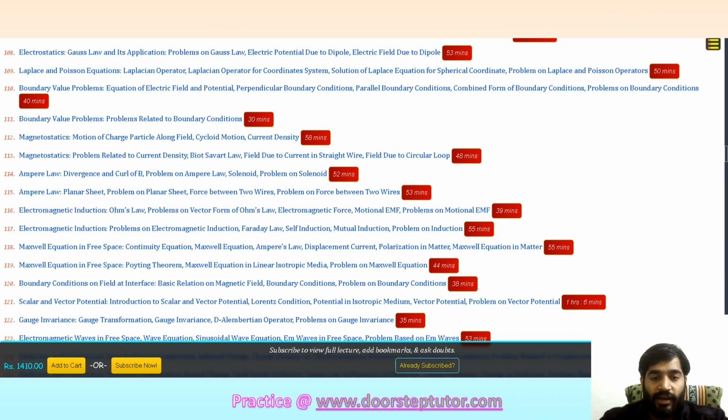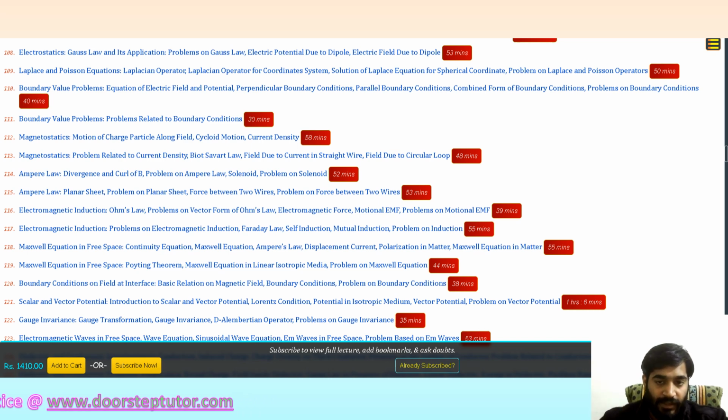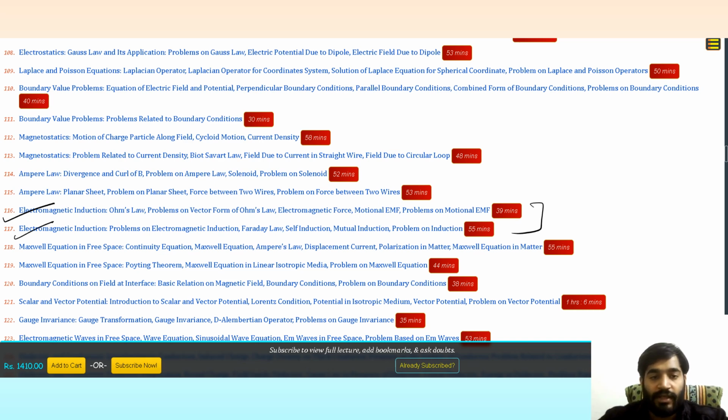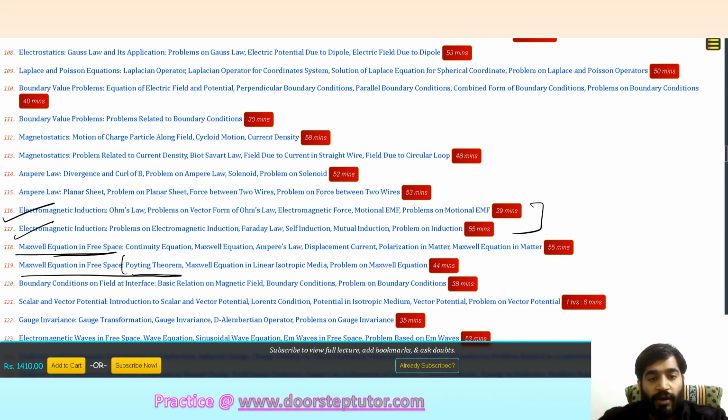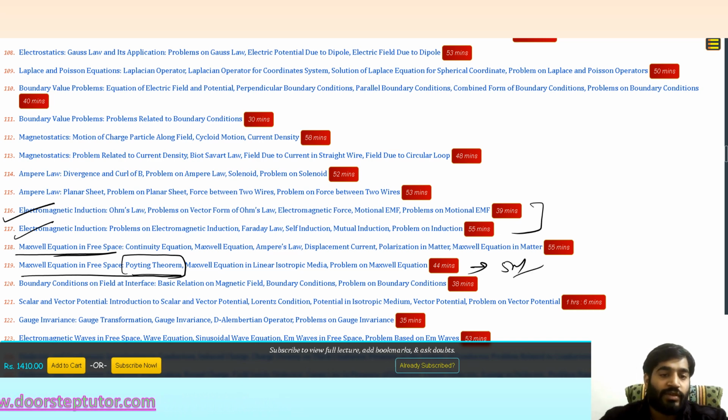In electrodynamics, the problems are interconnected with other parts of physics also. So you have to keep an eye on each and every topic, especially electromagnetic induction. Induction is the most famous topic. Then Maxwell's equations in free space, then the Poynting vector. A Poynting theorem problem was asked this year also, for 5 marks. Last year also this was asked.